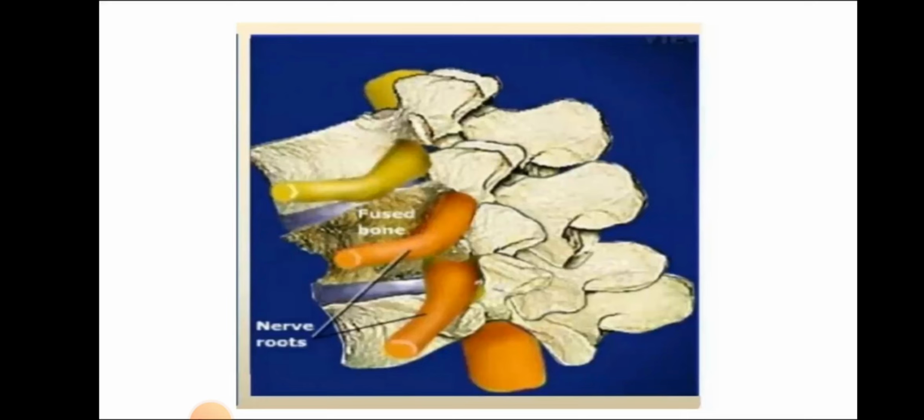And in step 6, what happens is that over time the deformed vertebrae heal and fuse, but this may further compress nerve roots, causing pain and neurological deficit. So that is the pathogenesis of TB spine.